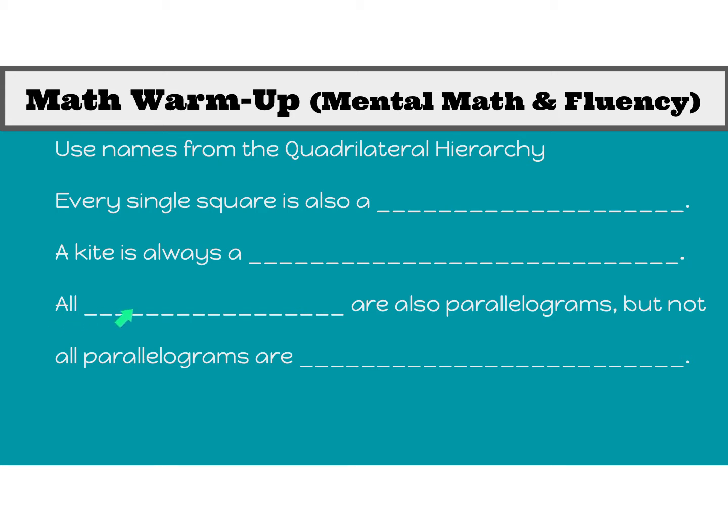Last statement: all blank are also parallelograms, but not all parallelograms are blank. So let's start with this first blank. For "all," we could have squares, rectangles, or rhombuses, any of those 3. And then, of course, that's going to change your answer here depending on what you chose. But you could have had squares, rectangles, or rhombuses in this blank.